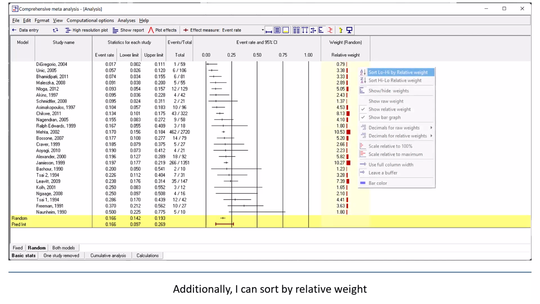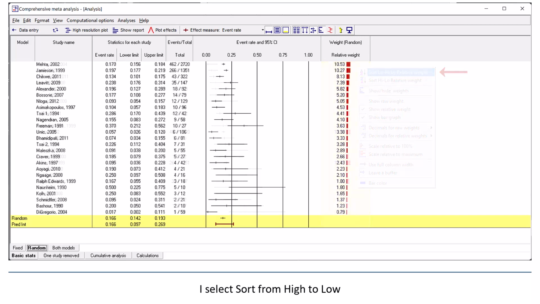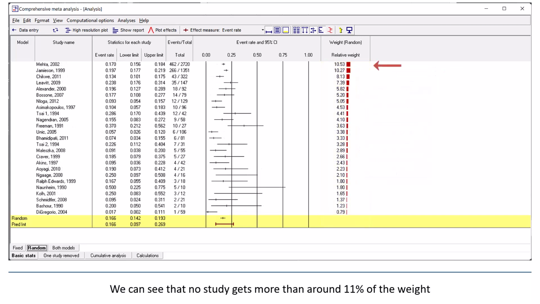Additionally, I can sort by relative weight. I right-click on the weights. I select Sort from High to Low. We can see that no study gets more than around 11% of the weight. This tells me that I do not need to be concerned that any one study dominated the analysis.